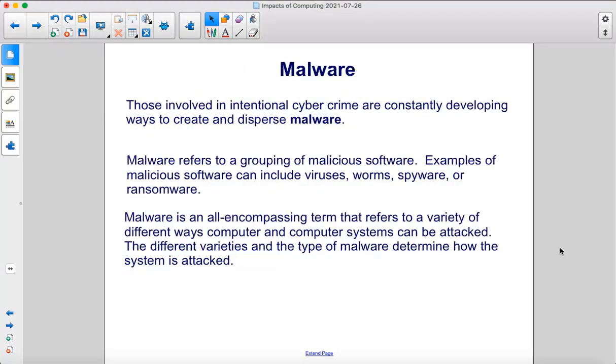Those involved in intentional cybercrime are constantly developing ways to create and disperse malware. Malware refers to a grouping of malicious software. Examples of malicious software can include viruses, worms, spyware, or ransomware. Malware is an all-encompassing term that refers to a variety of different ways computer and computer systems can be attacked. The different varieties and the type of malware determine how the system is attacked.